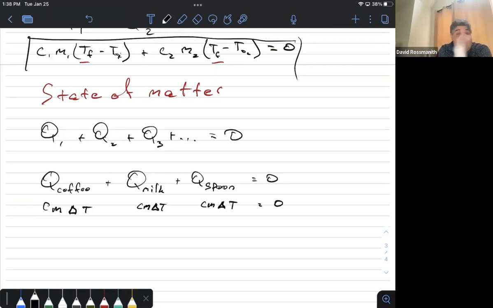But no matter what it is you're looking for, this is how you will always set it up. You have a term for each thing in your system. That term is CM delta T. Plug in everything you know. There's going to be one unknown sitting there. Solve for that unknown. All right, so that's the theory. Any questions on this so far?